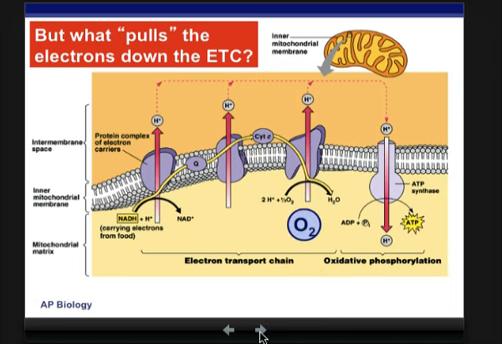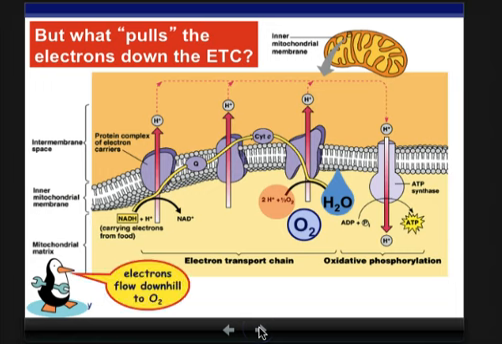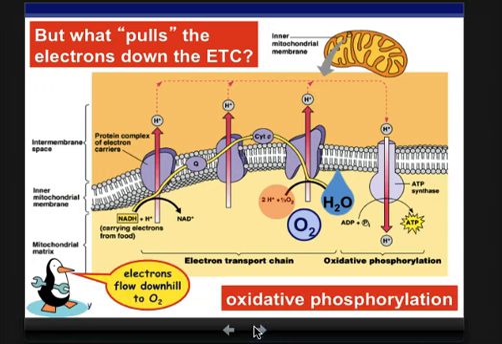All right, so there's the oxygen that we were talking about. I showed you that reaction at the end there, but I didn't want to go into it until we were here so that you could see this reaction of two protons and one oxygen forming water. So the oxygen pulls the electron transport chain. Electrons flow downhill to oxygen. Oxidative phosphorylation.